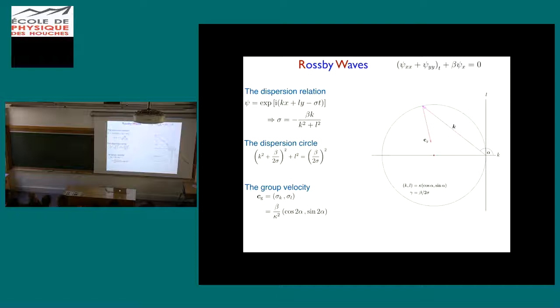You'll start remembering things like if you complete this triangle like that, that angle up there is 90 degrees. Remember that from your youth? You've got to use facts like that, and you can see that that's the case. And the other thing to remember about this is that the size of the group velocity is beta over kappa squared, beta divided by the wave number squared.